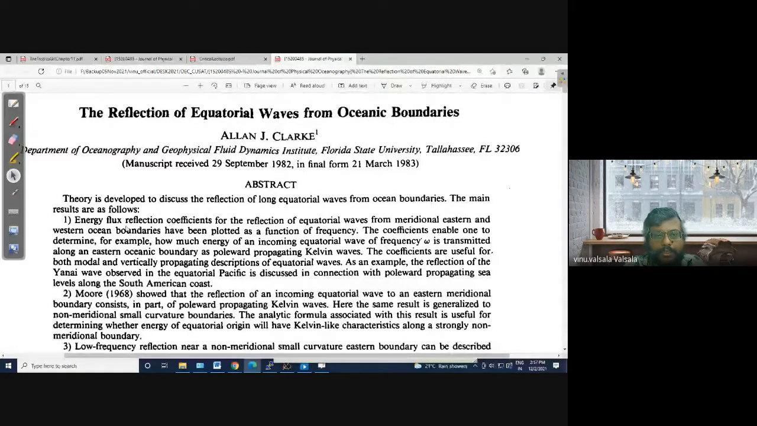Here they say the energy flux reflection coefficients for the reflection of equatorial waves from meridional eastern and western ocean boundaries have been plotted as a function of frequency. The coefficients enable one to determine, for example, how much energy of an incoming wave of frequency omega is transmitted along an eastern ocean boundary as poleward propagating Kelvin waves. The coefficients are useful for both modal and vertically propagating descriptions of equatorial waves. As an example, the reflection of the El Niño waves observed in the equatorial Pacific is discussed. What are these waves? Mixed Rossby gravity waves in connection with the poleward propagating sea level along the South American coast.